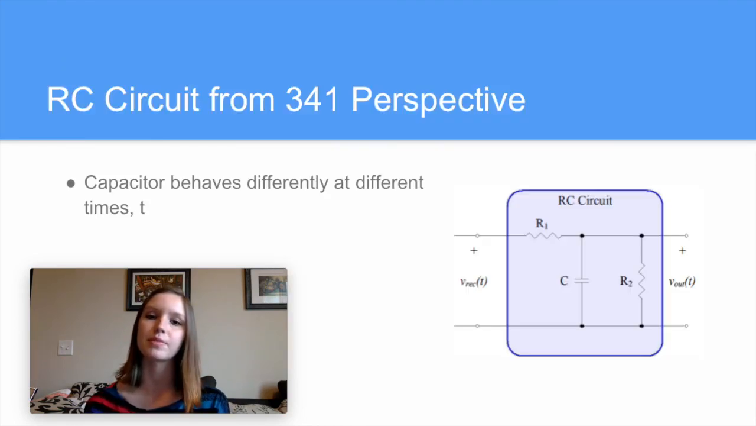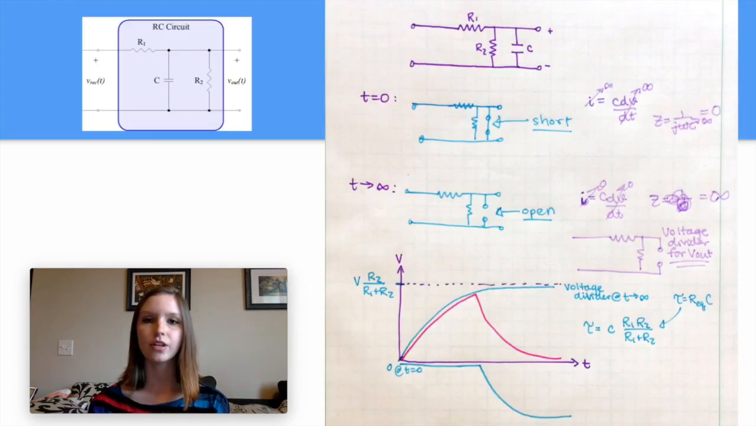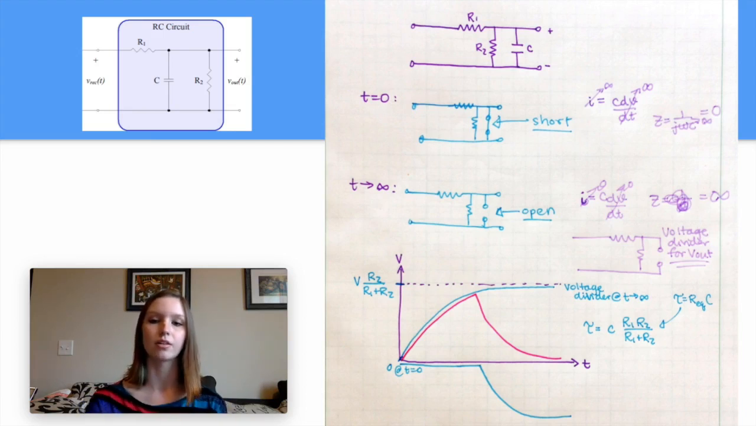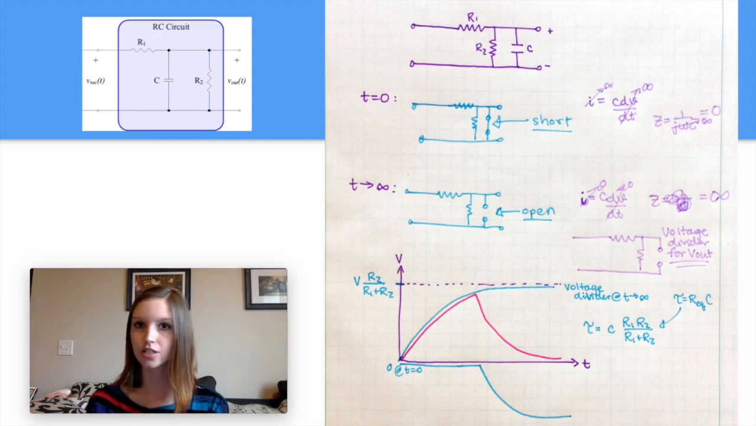Then from a 341 perspective, we're going to see that the capacitor behaves differently at different times t. And this is shown here. At time equals 0, we get a short across the capacitor because the impedance goes to 0. Then at time equals infinity, we're going to get an open across the capacitor because the impedance becomes infinite. So we get a voltage divider for V out in this case. Then we have our two blue line plots here that we add together, and we end up getting this pink line for V versus t. We know that our tau is C times R equivalent for an RC circuit, and this will be our output.